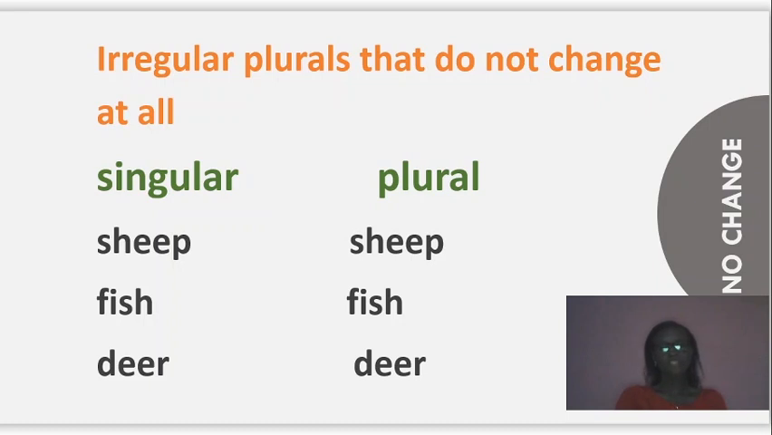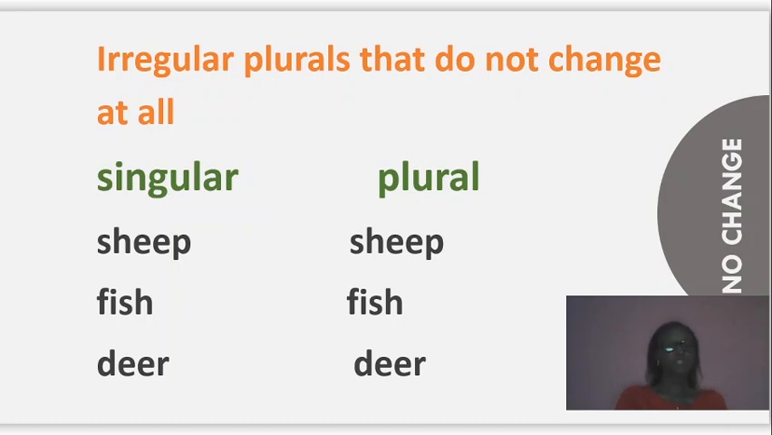I saw 7 sheep, not 7 sheeps. She bought one fish for me. She bought 7 fish. Some people will say, okay, what are fishes? You use fishes when you're talking of varieties of fish, like different kinds of fish. But this one now, if it is like quantity, 1 fish, 2 fish, 3 fish, 10 fish.